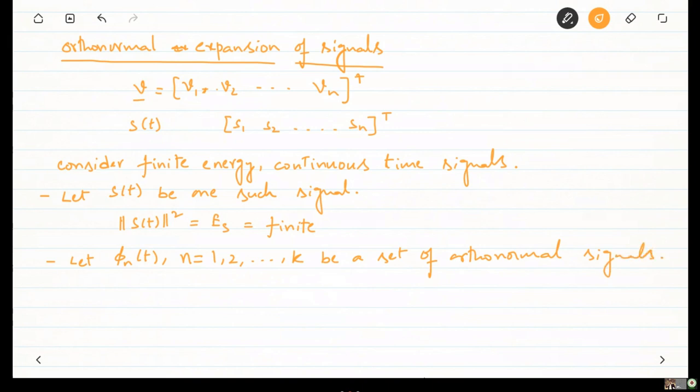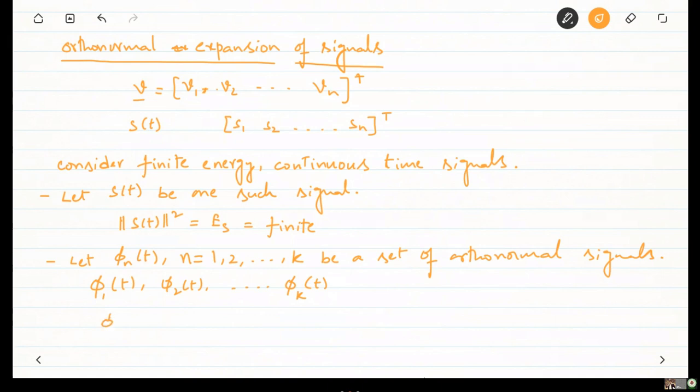Right? So we have a set of signals, phi 1 of t, phi 2 of t, and so on up to phi capital K of t, which are all mutually orthogonal. And each signal has a unit norm. So these orthonormal signals are mutually orthogonal to each other, and they all have unit norm.